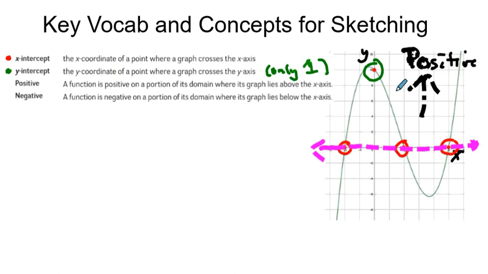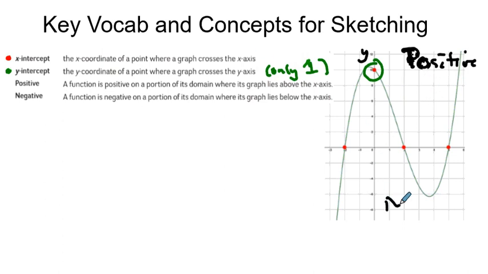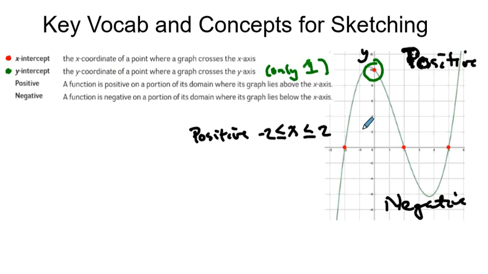On this function right here, I'm going to erase a bunch of this garbage so we can see it. We know it's positive if it's above, and we know if it's below, it's negative. So on this function, between -2 and 2, it's positive. They would say it like this: x greater than or equal to -2, or less than or equal to 2, the function is positive. And it is.